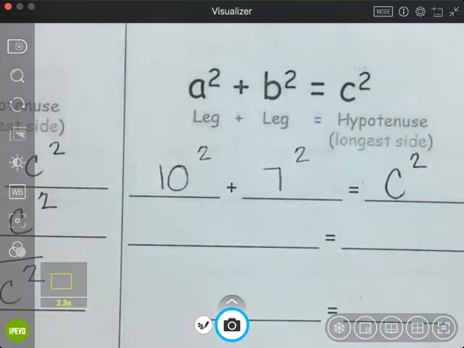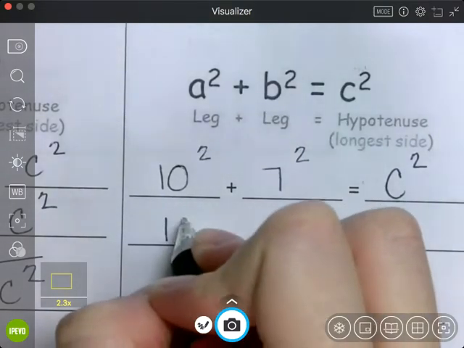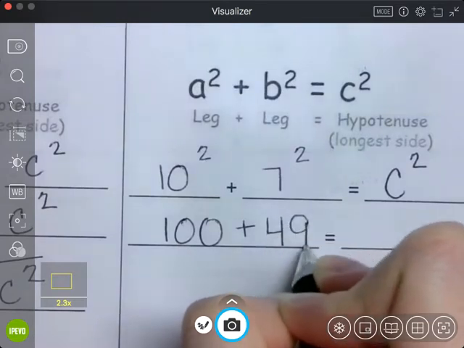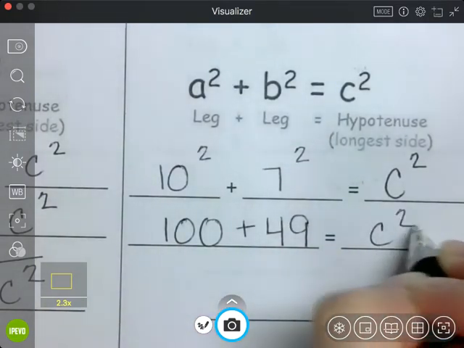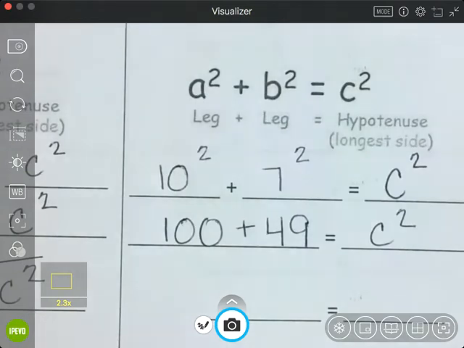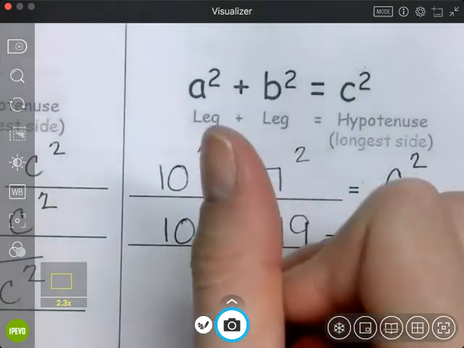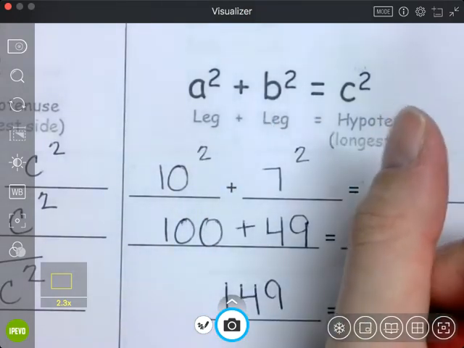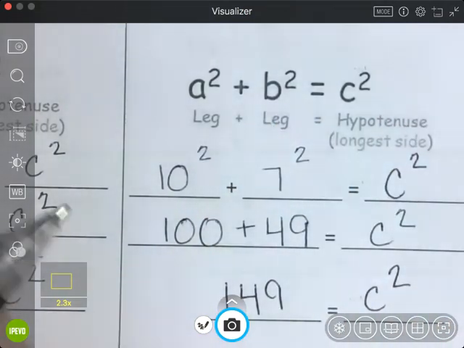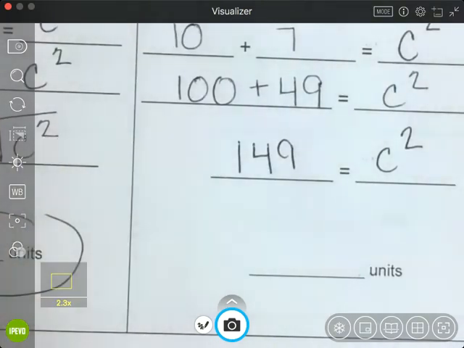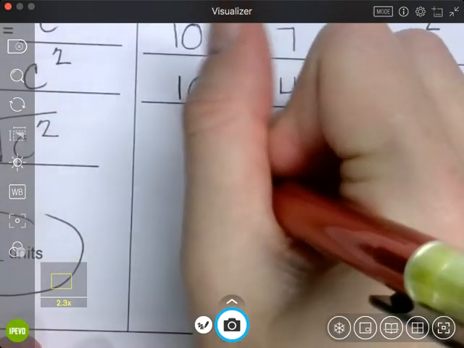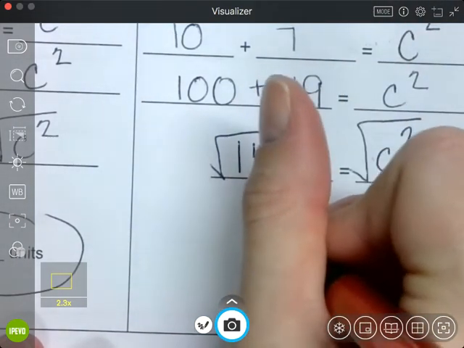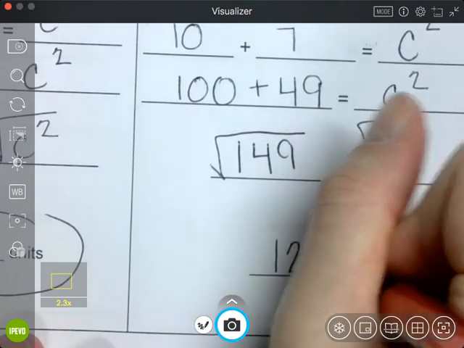What is 10 squared? 100. What is 7 squared? 49 equals C squared. What is 100 plus 49? 149, that'll equal C squared. To get C alone, you need to take the square root of both sides. So our final answer is 12.2.